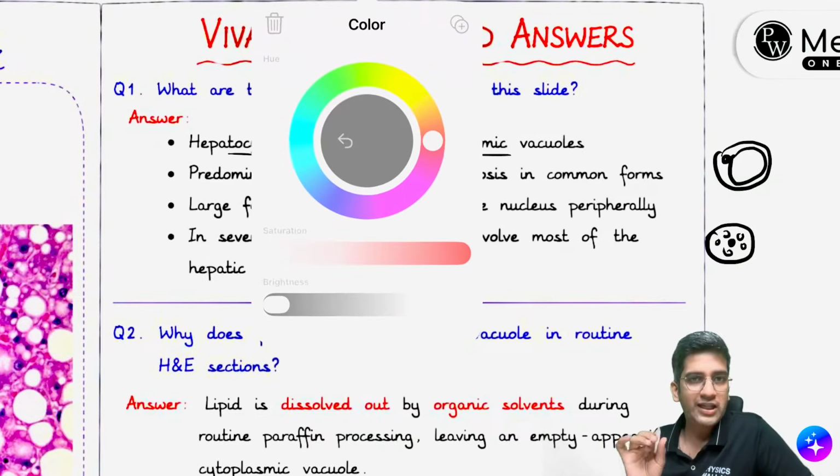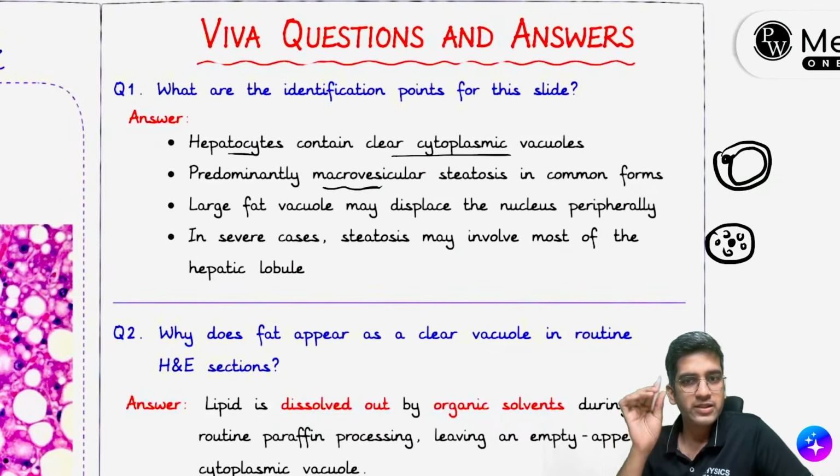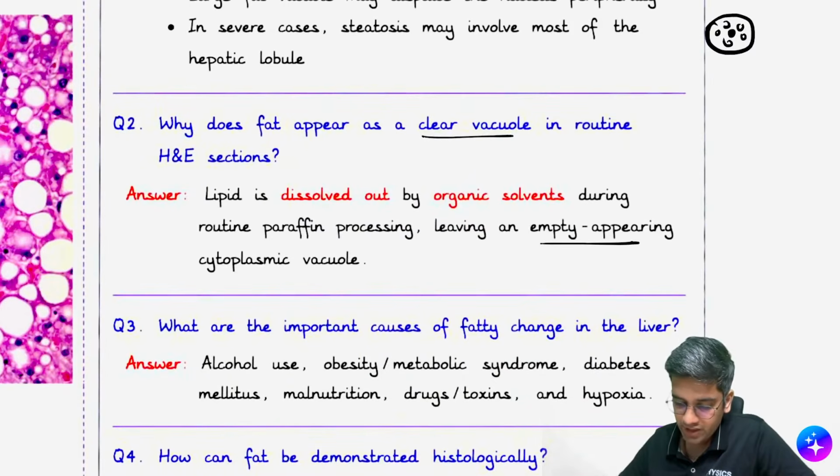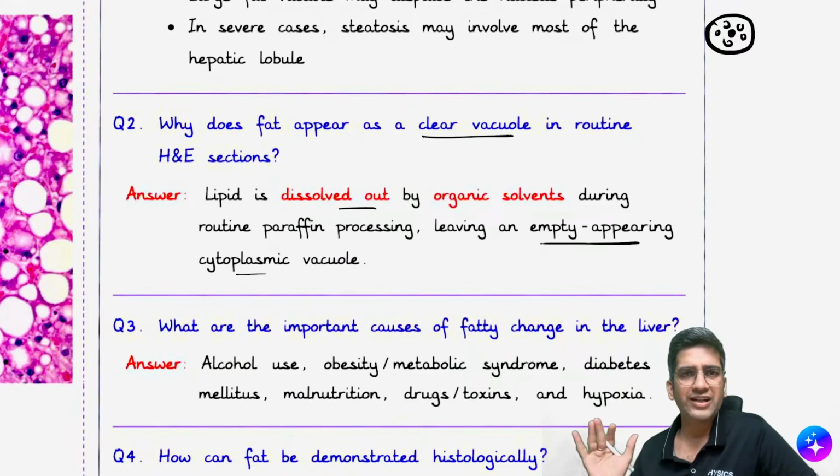The moment you say fatty liver, because of the clear appearance, they'll ask you why it is a clear vacuole. This is like a template, and they are used to it. Every three months in viva, they'll ask the same question. You cannot change the questions at all. Lipid will be dissolved by solvents used during processing, so lipid gets washed away. So what I see in the microscope is an empty space of cytoplasmic vacuole, because lipid is washed away during processing. That's all.